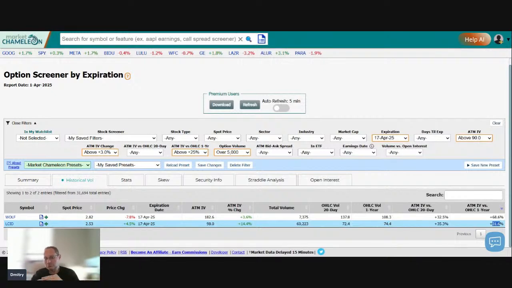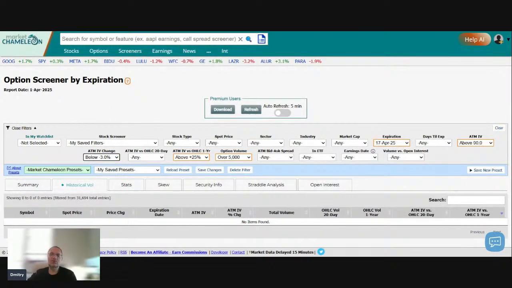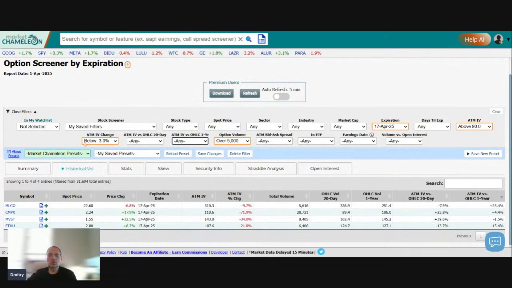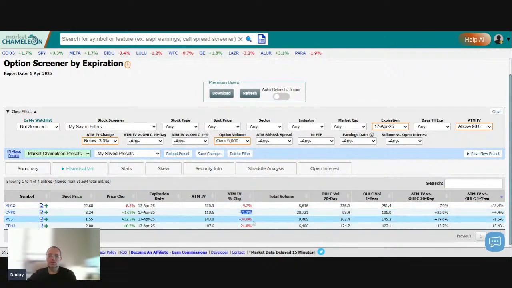Let's go the other way. Maybe what we want to do is look at where implied volatility is high, but maybe it's down on a day, it's starting to downtrend. So let's say it's on a day down 3% or more. Okay, we didn't have any. Let me actually take this off. Okay, so now we have implied volatilities that are high and starting to come in.